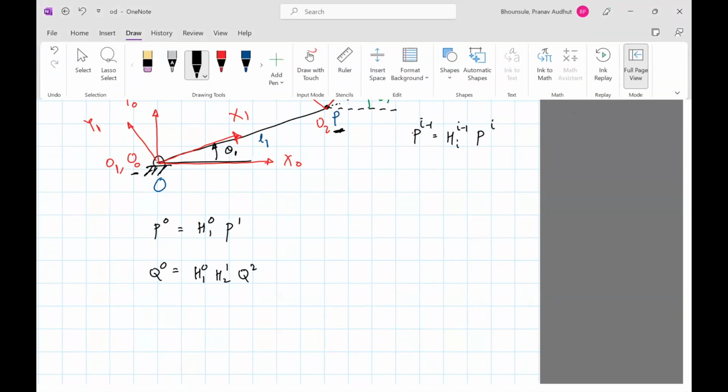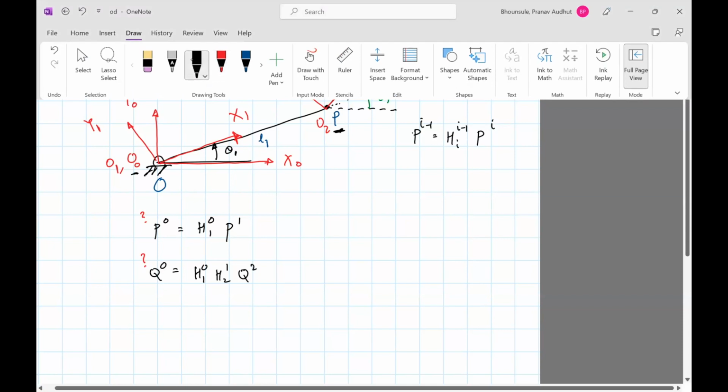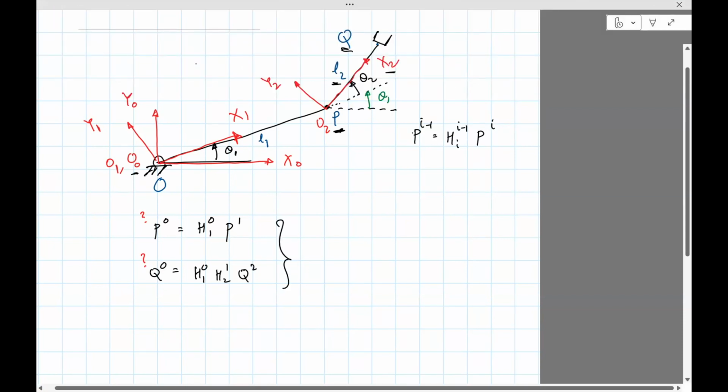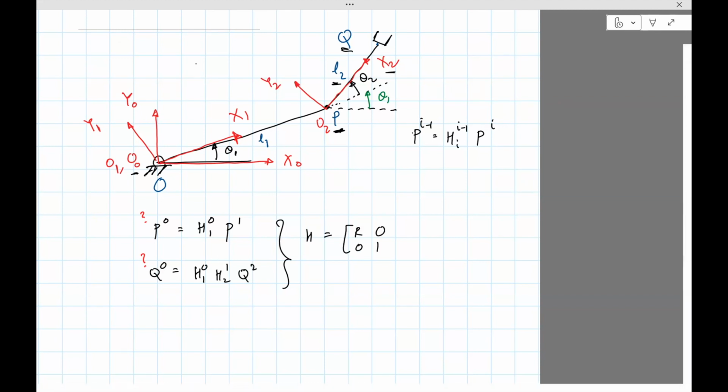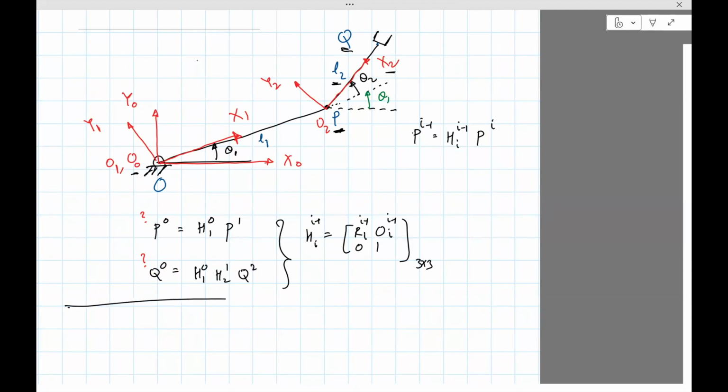Okay, so what I'm after is these two things. I need to be able to compute H and P. What is H? H is R, 0, 0, 1, from I minus 1 to I. So remember, this is a 3 cross 3 matrix. Okay, so what remains is the details of those various things. Let's fill those details and we'll have the formula for P and Q.